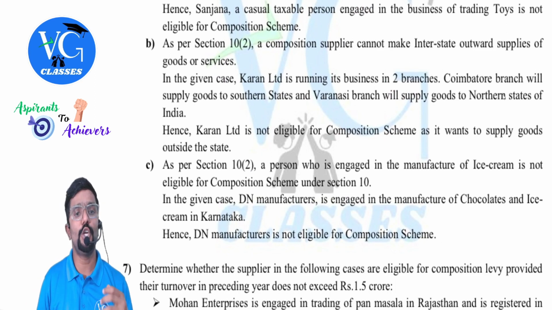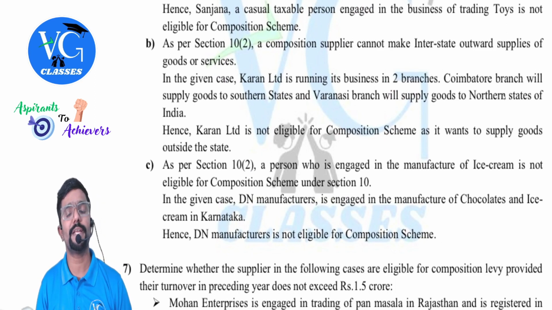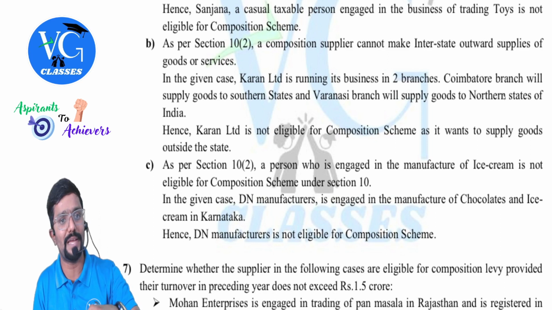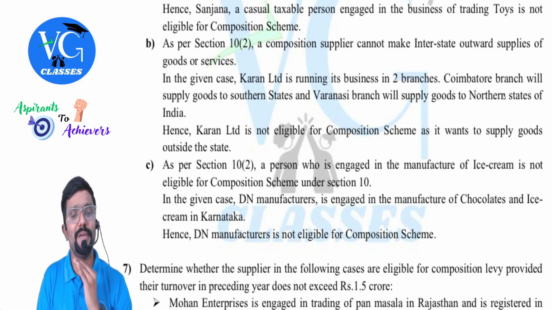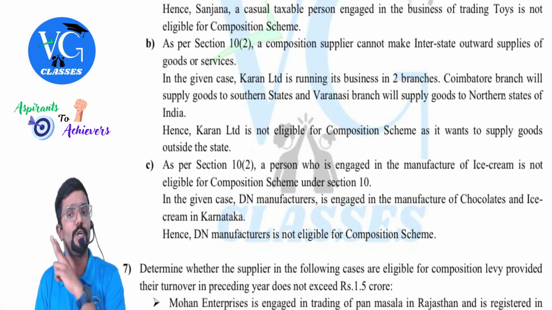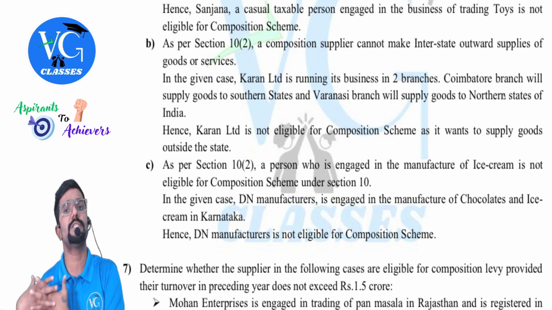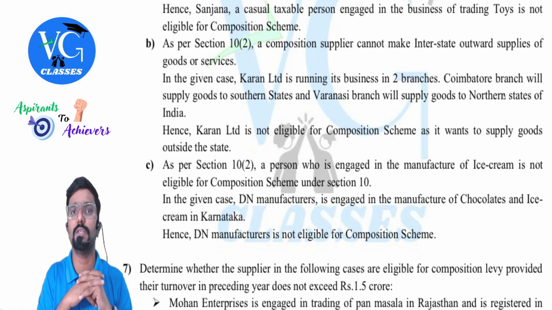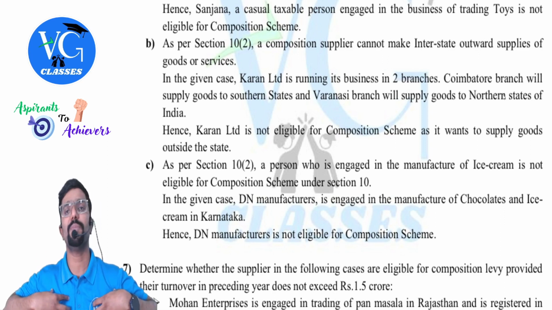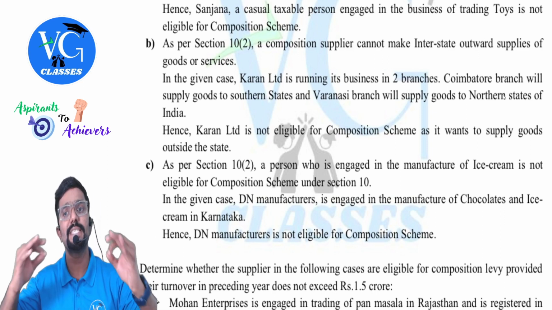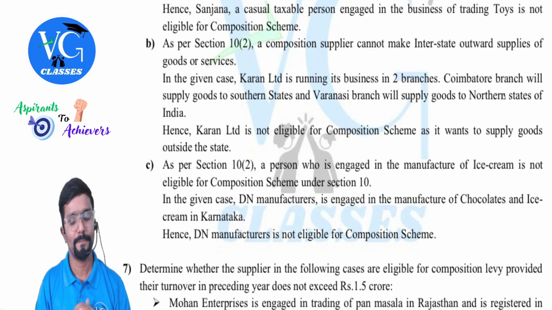As per section 10.2, a composition supplier cannot make interstate outward supplies of goods or services. In the given case, Current Limited is running its business in 2 branches. Coimbatore branch will supply goods to southern states and Varanasi branch to northern states. Can they do it? No. Hence, Current Limited is not eligible for composition scheme as it wants to supply the goods outside the state, because the composition supplier cannot be engaged in interstate outward supply.